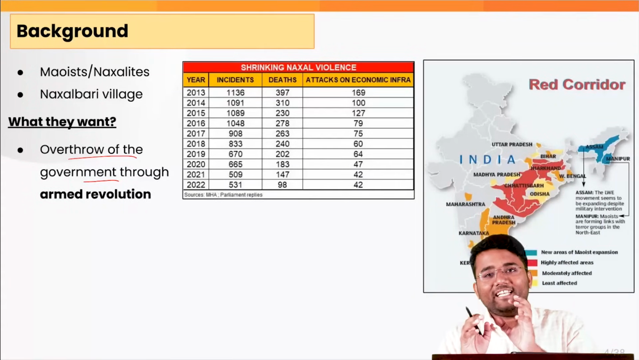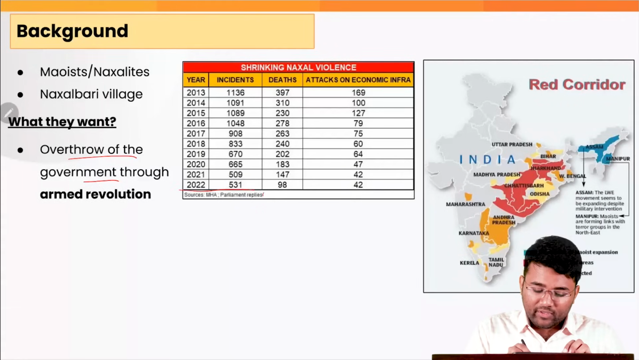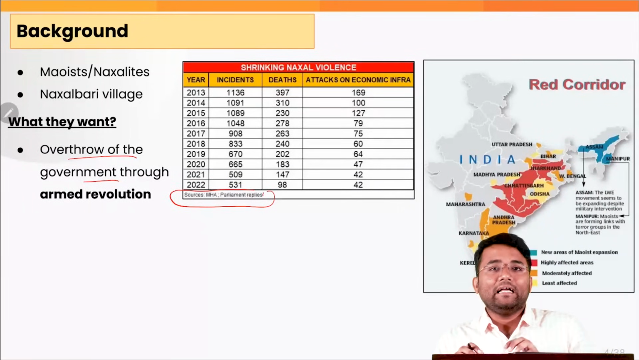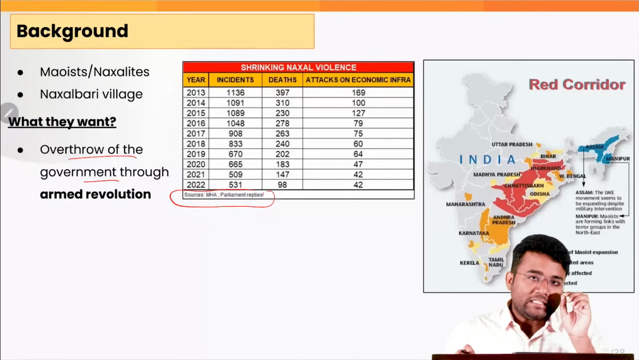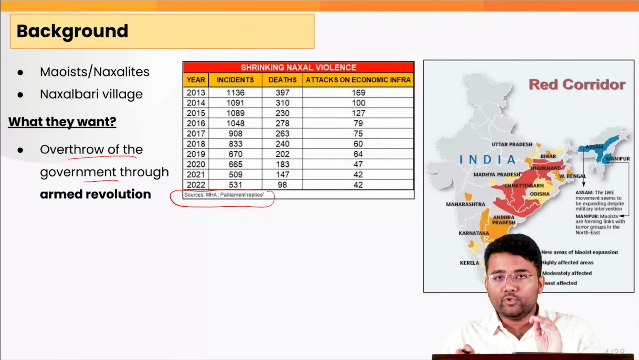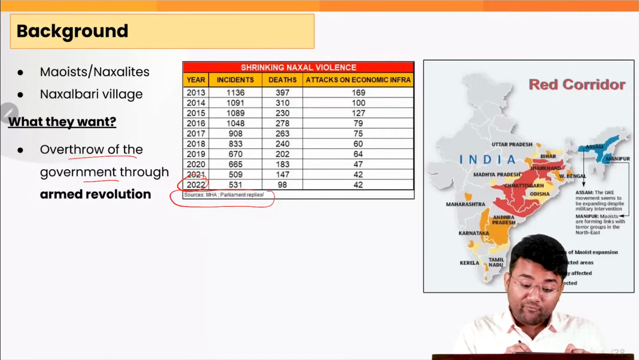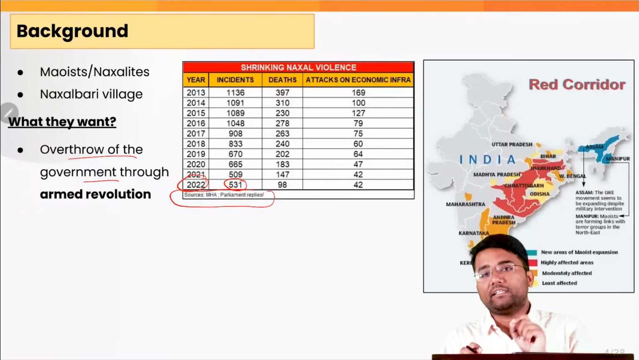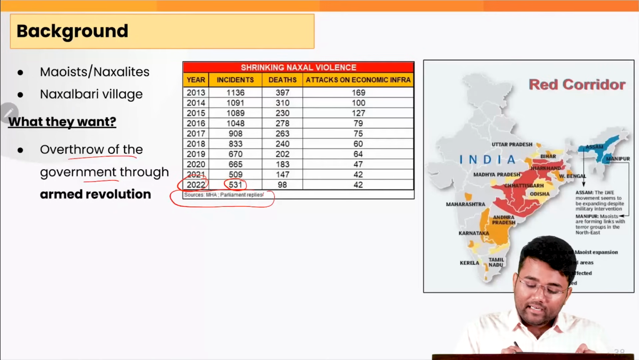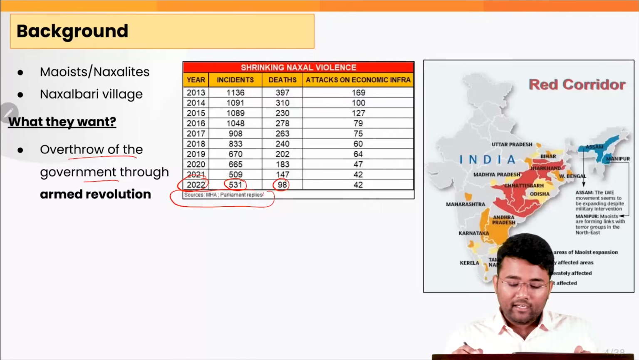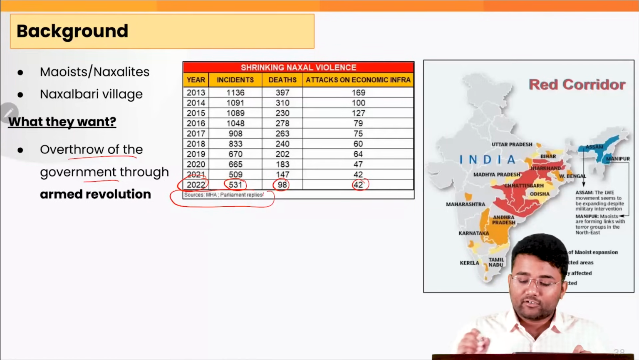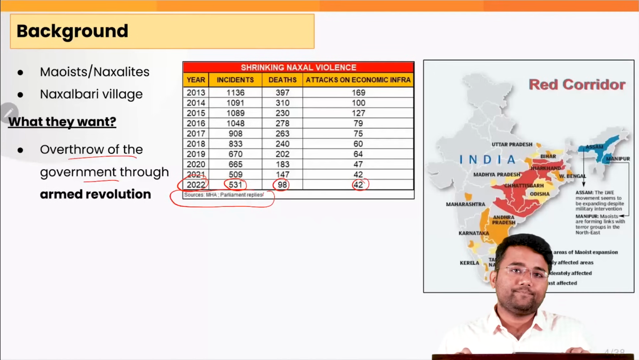If you look into the data from the Ministry of Home Affairs, fortunately, the incidents of this Naxalite violence have reduced significantly in the past few years. If you look into the data from 2022, there were 531 incidents of this Naxal violence, which led to 98 deaths, and there were 42 attacks on economic infrastructure.